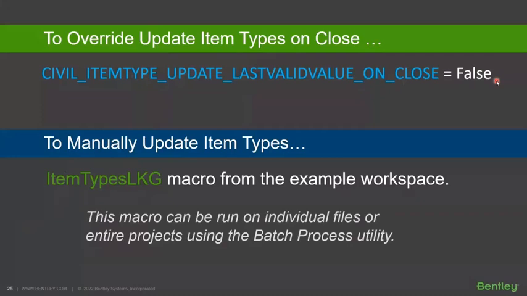If you do choose to manually manage that environment, we do also provide a macro. This is delivered with our workspace called item types LKG, or last known good. And that macro will do that update process for you. So you could use that then to go through and update your project, let's say before you connected it and built an iTwin out of it. This macro can be run on single files. It can be run on batches of files, whole folders of files, whole projects, using the batch processing utility.